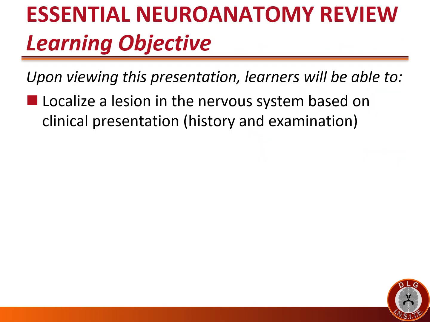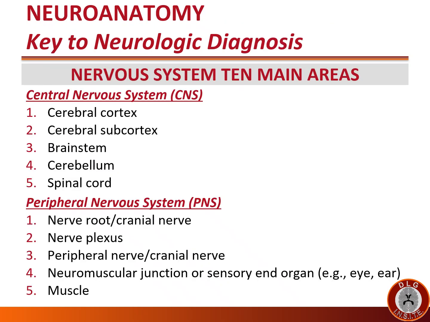For Essential Neuroanatomy Review, the learning objective is to localize a lesion in the nervous system based on clinical presentation, that is to say, the history and examination. Neuroanatomy is the key to neurologic diagnosis.